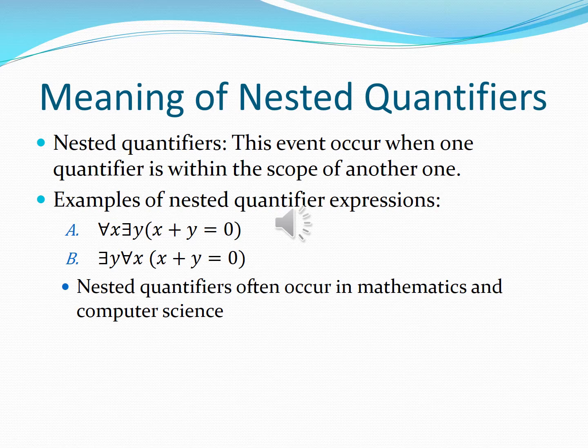A, for all x, say x is a real number. For all real numbers x, there is a real number y such that x plus y is equal to 0. B, there is a real number y such that for all real numbers x, x plus y is equal to 0. Nested quantifiers appear a lot in mathematics and in computer science.